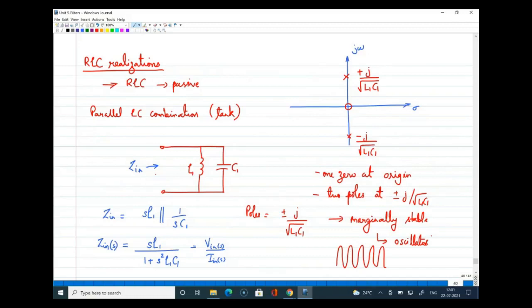But the very aim of discussing this LC tank is to come back to it. We'll take up this discussion for the oscillators a little later. All right, so I hope there are no questions. If you have questions, please post them here in the chat.